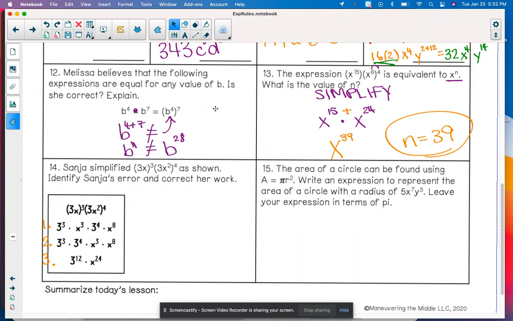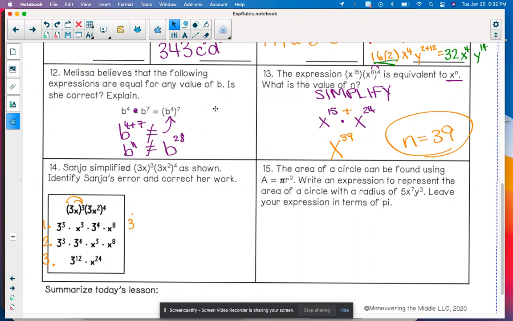All right, so let's go ahead and look at this. So she starts off by distributing, in which she gets 3 cubed times x cubed. And then for the second one, she gets 3 to the 4th. And then she multiplies to get 8, which is correct. So x to the 8th. So step 1 is correct.